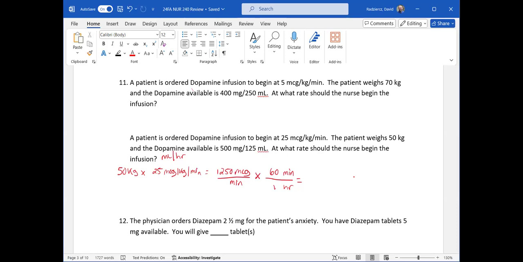So in this first setup, all I'm doing is getting rid of minutes and converting it to micrograms per hour. And the reason I'm doing that is because ultimately what I want is milliliters per hour. So I just want to make sure I have that taken care of before I do anything else. So 1250 times 60 gives me 75,000. And that's micrograms per hour.